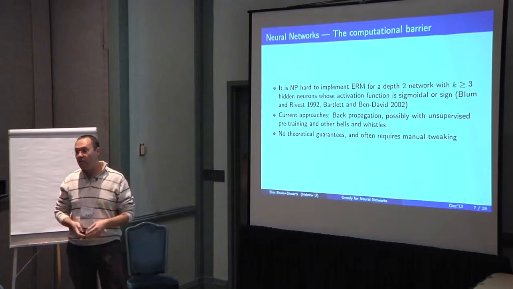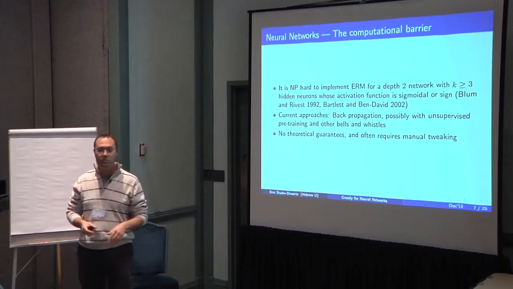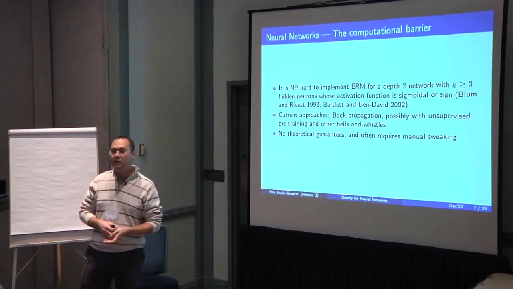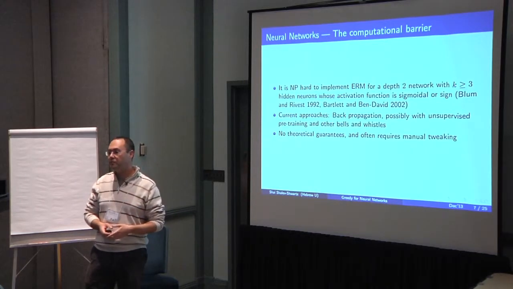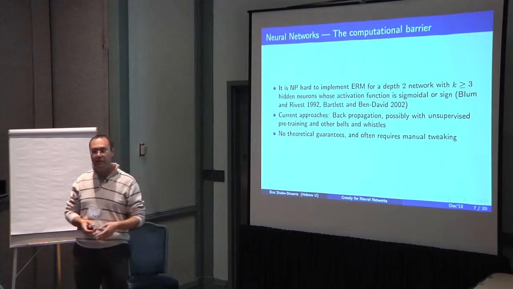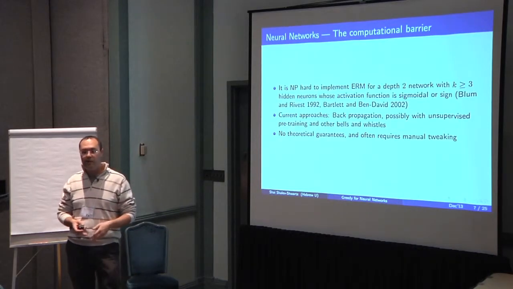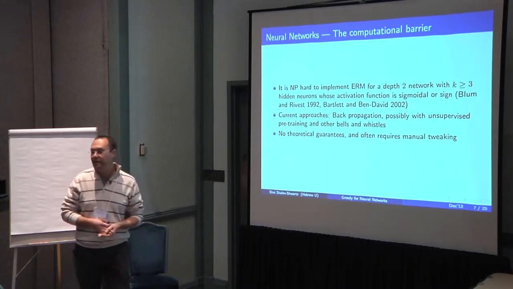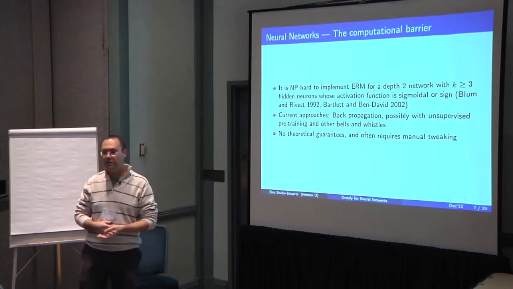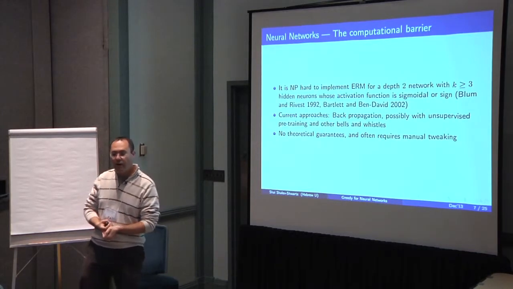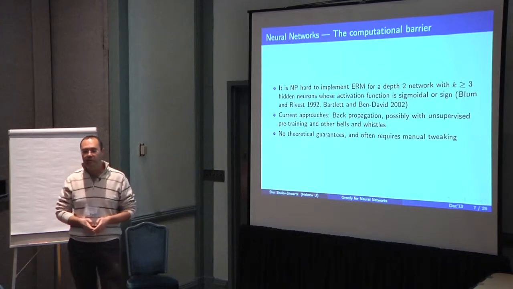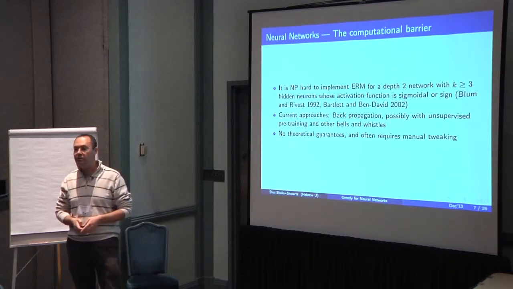So the current approach for training neural networks is to use some heuristics, usually backpropagation, which is some sort of gradient descent or stochastic gradient descent, possibly with some unsupervised pre-training and other bells and whistles that help it converge. But there are no theoretical guarantees, and often it requires a lot of manual tweaking.